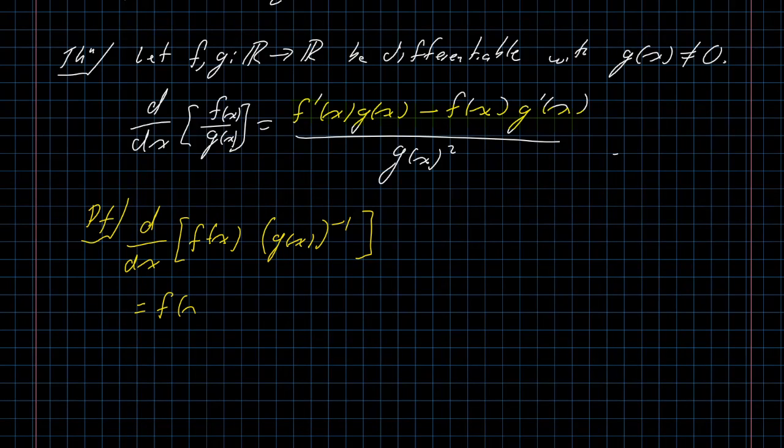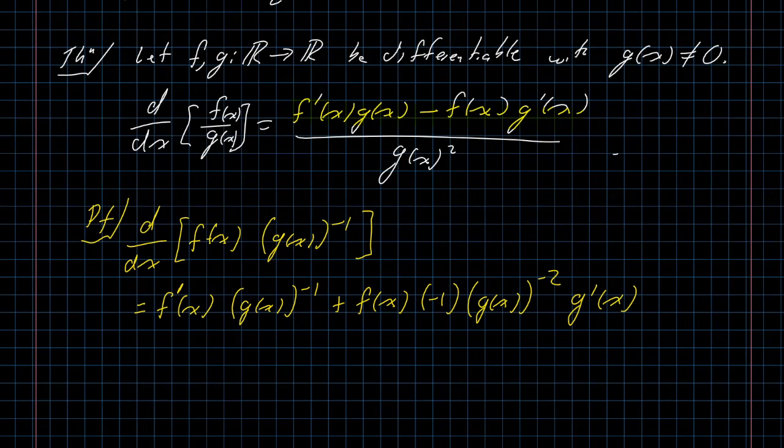So we're going to get f of x times g of x to the negative first, right? Derivative of first times the second, plus the first one gets left alone, times the derivative of the second. All right, we've got a power rule going on, so it's going to be -1 times the same argument raised to the -1 minus 1, which is -2, and then multiplied by the derivative of the argument inside. The derivative of g of x is g prime of x.